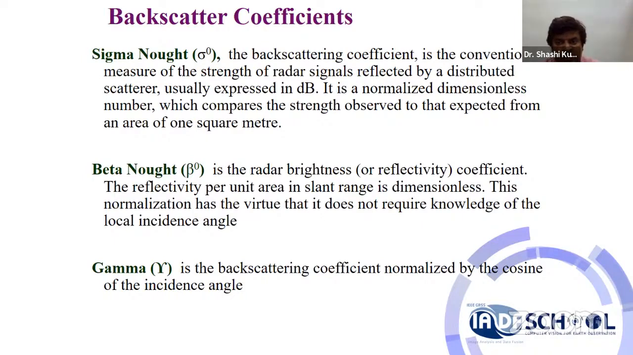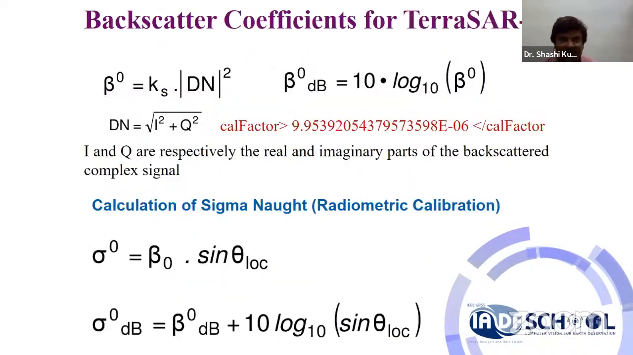It also shows the radar brightness, and this also measures the reflectivity per unit area in the slant range. Now, the sine of the angle of incidence is used in the sigma naught, and in the beta naught it is not used. So when the beta naught is multiplied with the sine of the angle of incidence, it gives the sigma naught image. Now, the gamma naught image is the backscatter coefficient normalized by the cosine of the incidence angle. So when the sigma naught is multiplied by 1 divided by cosine, that gives the gamma naught image.